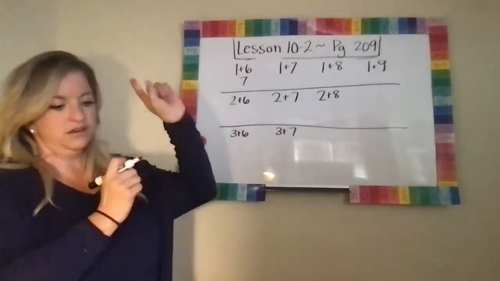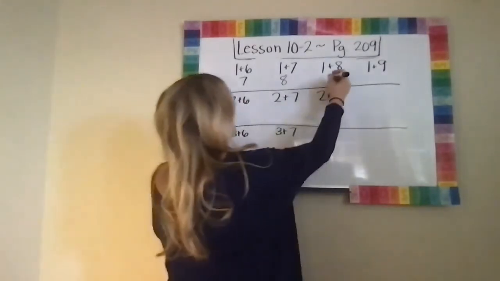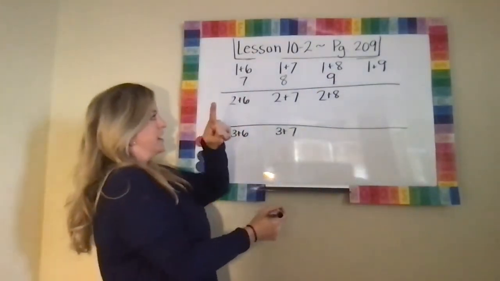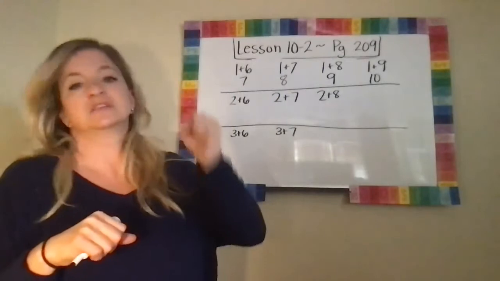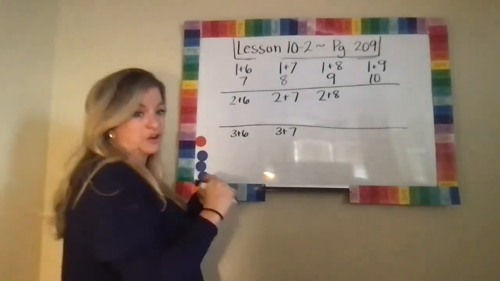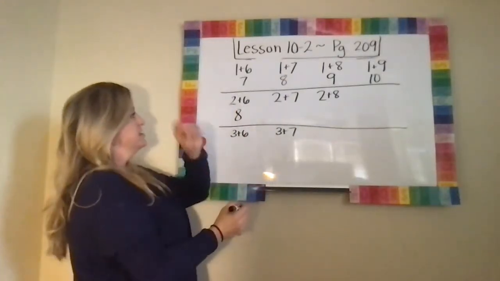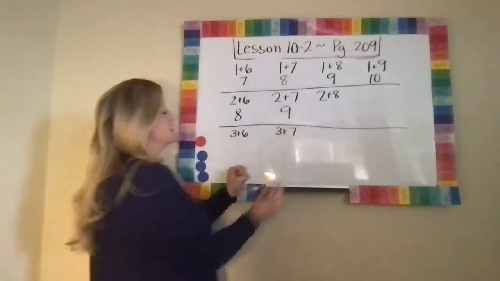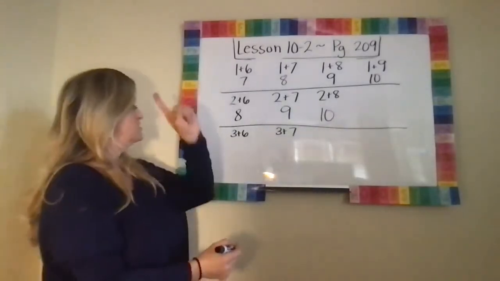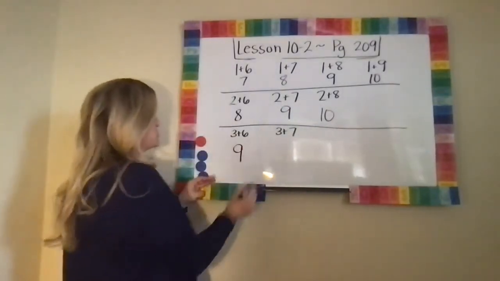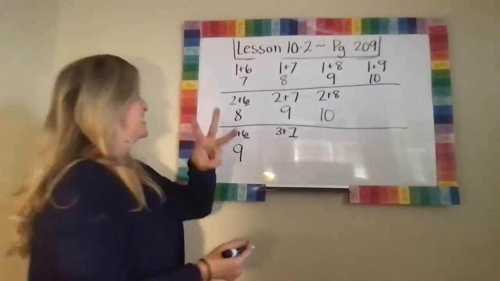So 7 plus 1 is 8. 8, 9, 9, 10. This is a great time for you to practice counting on. If this is too hard for you, this is a great opportunity to try again, because that's the only way you're going to get better. 6, 7, 8. 7, 8, 9. 8, 9, 10. 6, 7, 8, 9. If you notice, I'm starting with the largest number because it's less work for me to do. 7, 8, 9, 10.